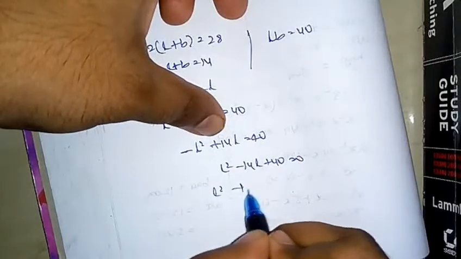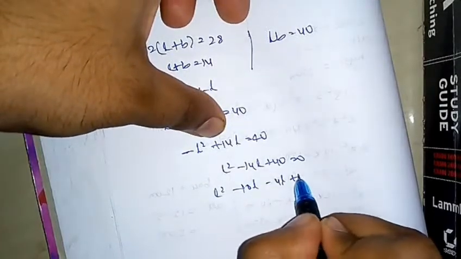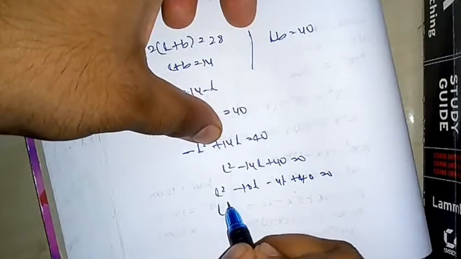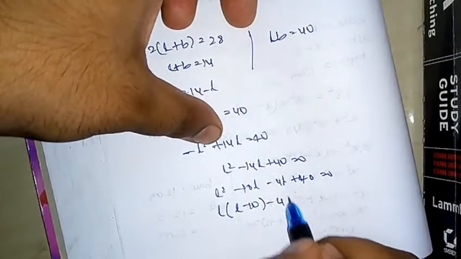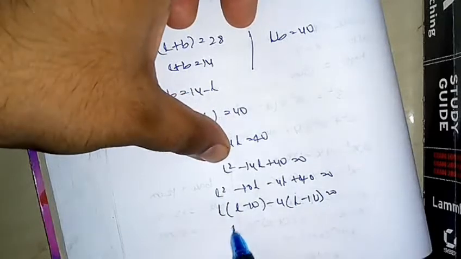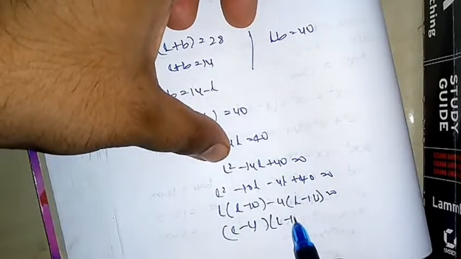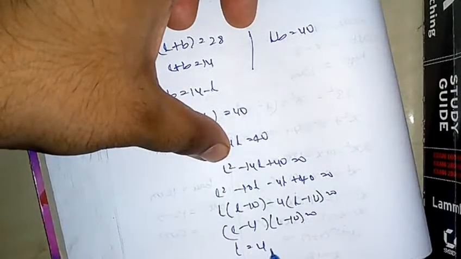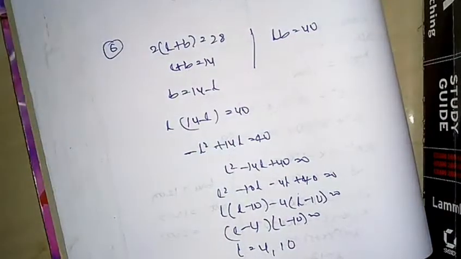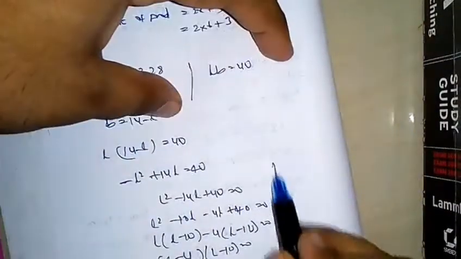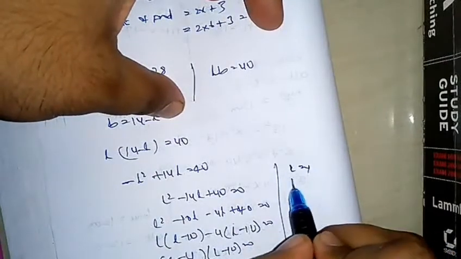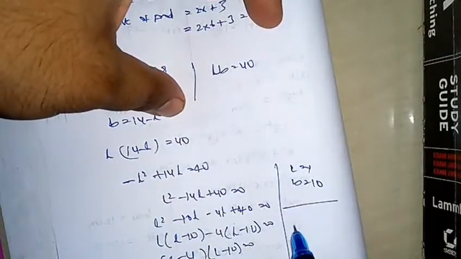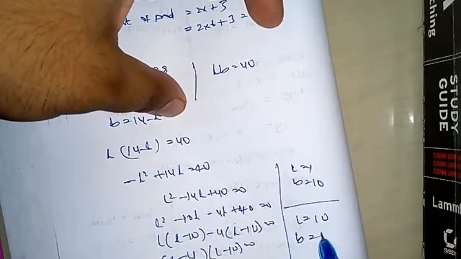So L square minus 10L minus 4L plus 40 is equal to 0. So L into L minus 10 minus 4 into L minus 10 is equal to 0. So L minus 4 into L minus 10 is equal to 0. L is equal to 4, 10 are the solutions. B is equal to 14 minus L. If L is equal to 4, B will be 10, or if L is equal to 10, B will be 4. These two are the required solutions. Next is the seventh question.